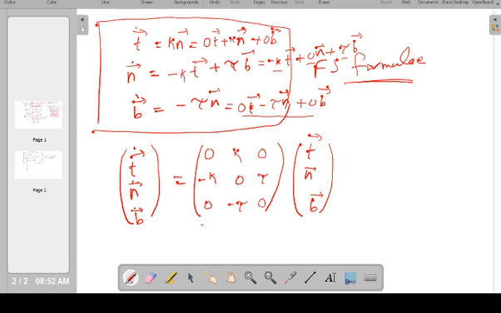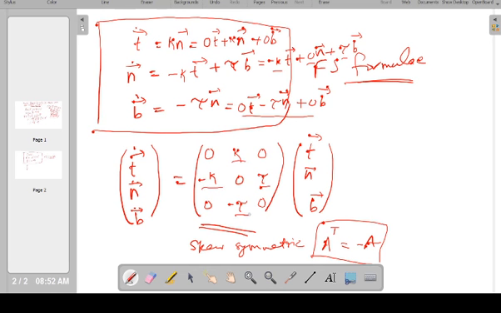Now look at this matrix. This is a skew-symmetric matrix, meaning A transpose equals minus A. All the diagonal entries are equal to 0, and here kappa you have here minus kappa, here tau you have here minus tau. So the Serret-Frenet formula can also be represented by means of this matrix. We shall do an example.